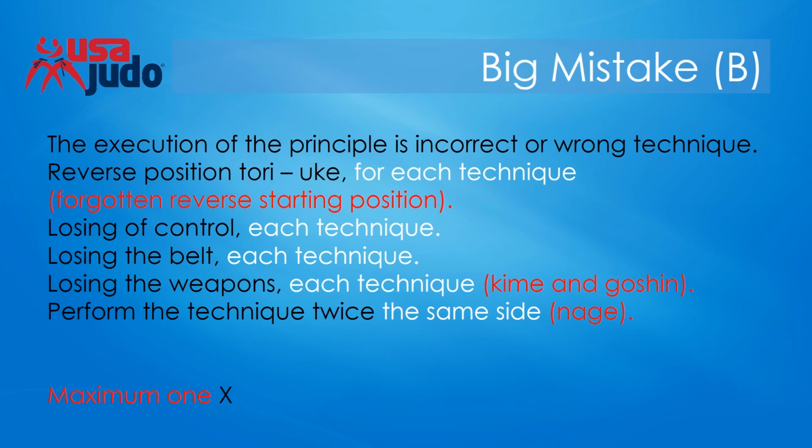It happens also. But the judges know the rule, but sometimes it's difficult. They have to be confident, so we have to always repeat this kind of situation. So, in this case: big mistake, starting position, forgotten technique.